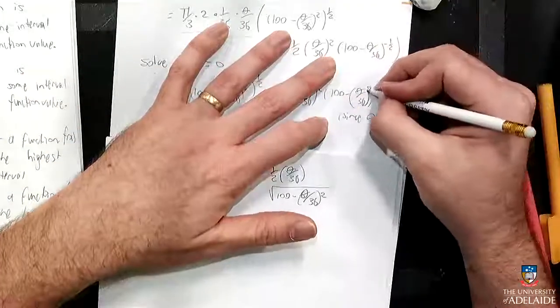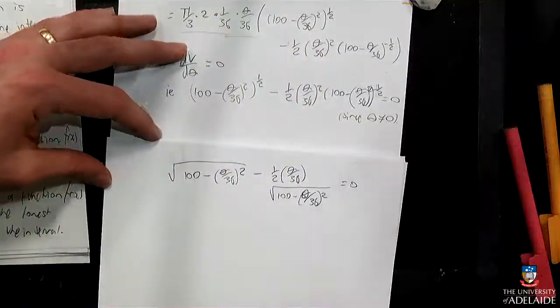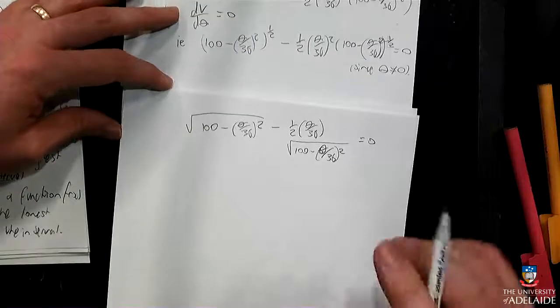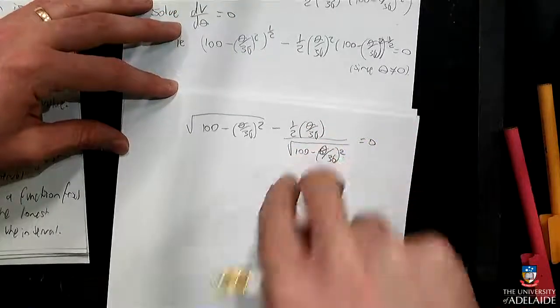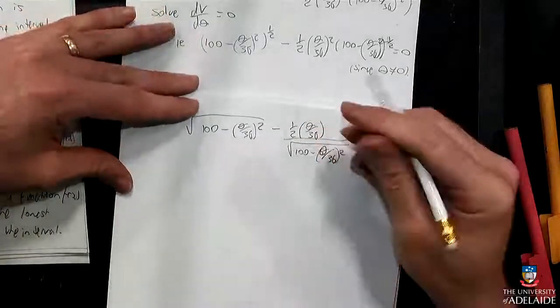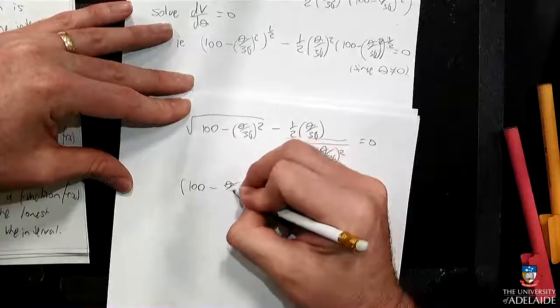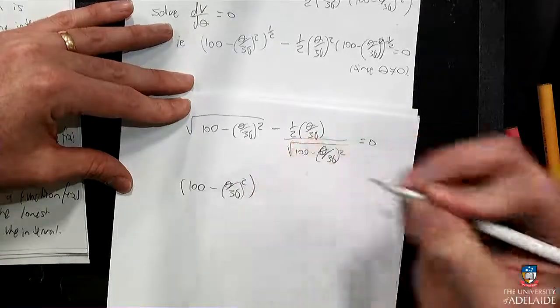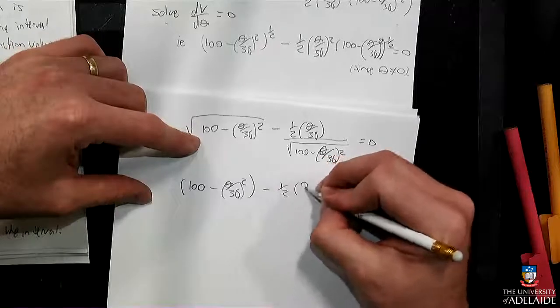Good thing I noticed that went missing there. So actually, before I do anything, I think the best thing to do is probably to multiply by this, because that'll clear it off the bottom. So if we multiply by this here, we'll get (100 minus theta on 36) squared, because it'll be square root times square root. And then this will go away.